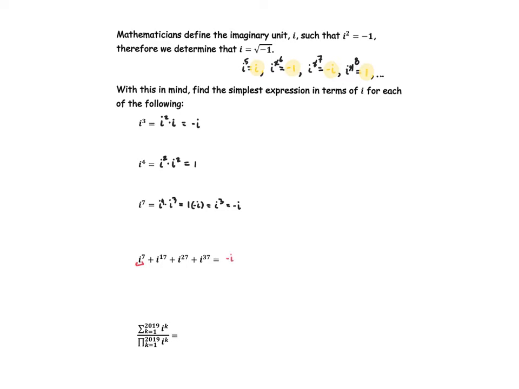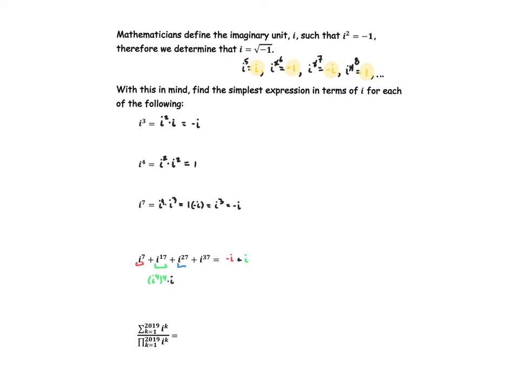Okay, so i to the 7th was -i. i to the 17th would be the same as i to the 4th to the 4th times i. Well, i to the 4th is 1, 1 to the 4th is 1, times i. Therefore, i to the 17th would be the same as i.